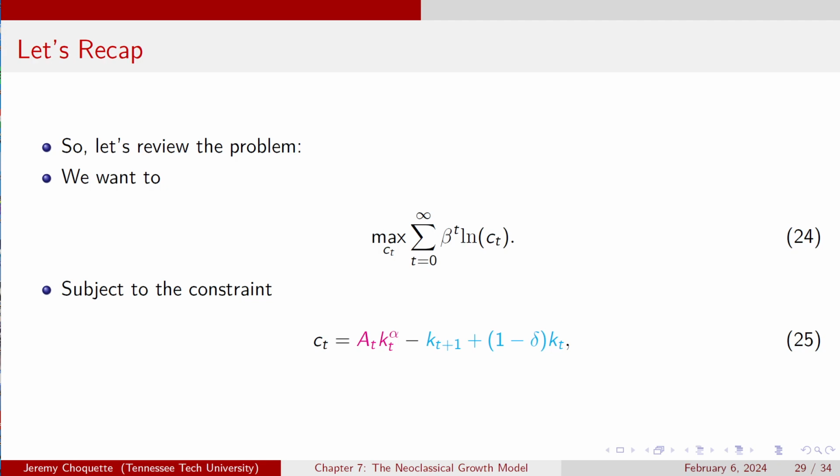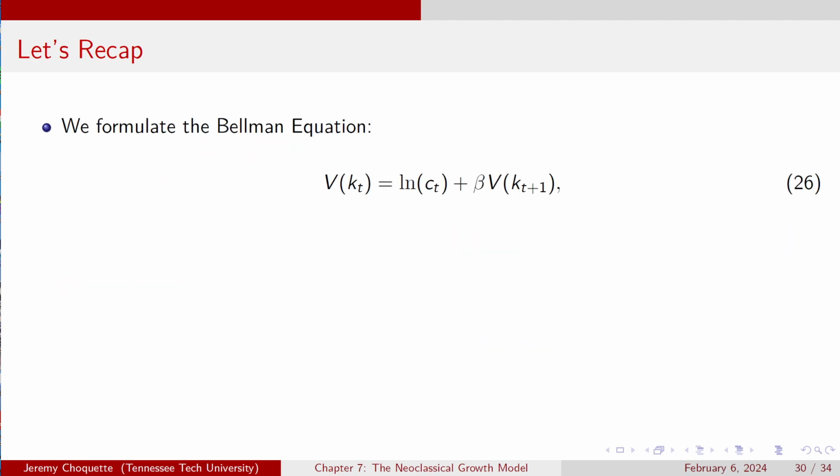So let's review the problem, right? We had this utility function. We wanted to maximize our consumption over an infinite horizon, subject to the constraint that consumption is equal to output minus investment. I formulate my Bellman equation: V of kt equals the natural log of ct plus beta times V of kt plus 1.